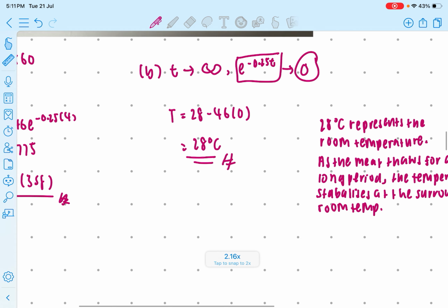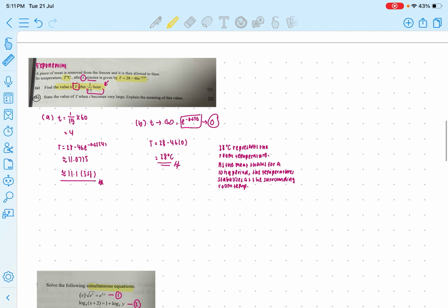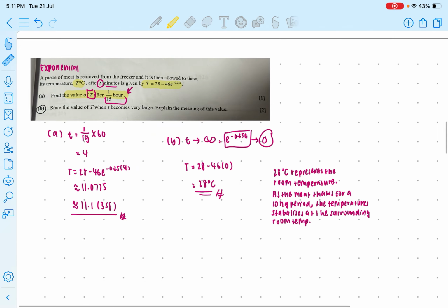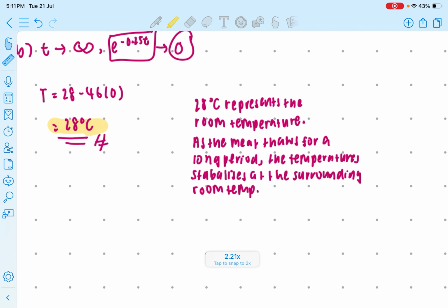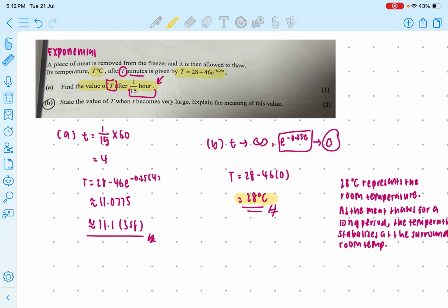So basically it's a limit law, and the meat will only go up to a temperature of 28 degrees because it stabilizes at room temperature. It won't go any hotter. I hope you understand why the limit of this temperature value is 28 degrees, and I hope you understand this question as well. Usually in this case, it will require you to think about why the number is the maximum value of big T. You need to put a bit of thought into the context of the question as to why this number is the limit and can't go any higher.